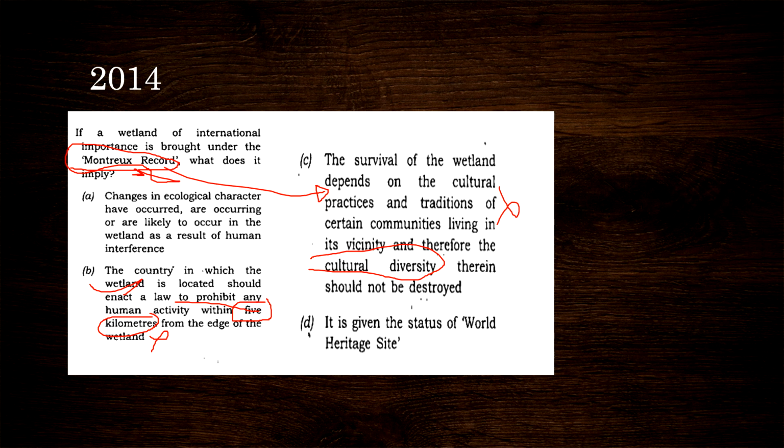Similarly, it is given the status of World Heritage Site. If we know that the Montreux Record is a part of the Ramsar Convention and World Heritage Site is a part of the UNESCO Convention, then this could be eliminated, and we are left with option A as the correct option.